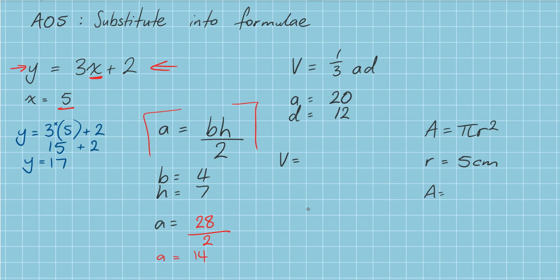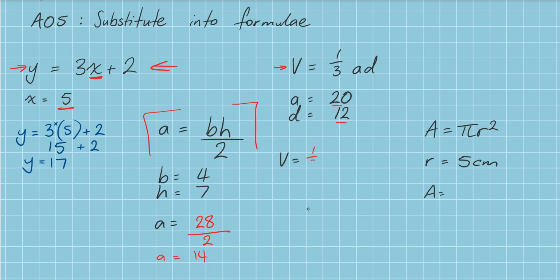There we go. So all we're doing is just replacing a particular unknown with a known value. So in that case, it was b and h with 4 and 7. Let's have a look at the next one. So I'm trying to find the value of V, and I know what I'm substituting in for A and D. A is going to be 20. D is going to be 12. And some of you might have also noticed with this one, we're dealing with the volume of a pyramid, where A is the base area of that pyramid or cone, and D is the height or the depth. So let's substitute into this formula.